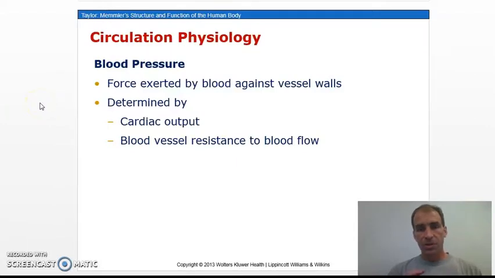Okay, so in this next video, we're really just going to focus on one topic of what's going on with the blood in the vessels, and that's blood pressure. Now, blood pressure we could easily define as the force that blood exerts on vessel walls.